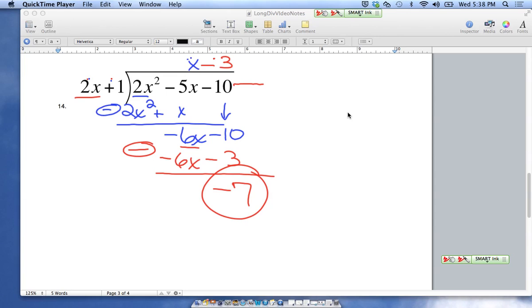The way I present my final answer, the quotient is x minus 3 minus 7 divided by 2x plus 1, once again as a mixed expression.